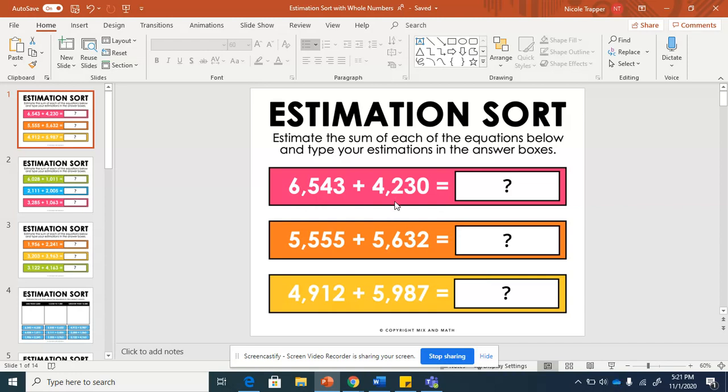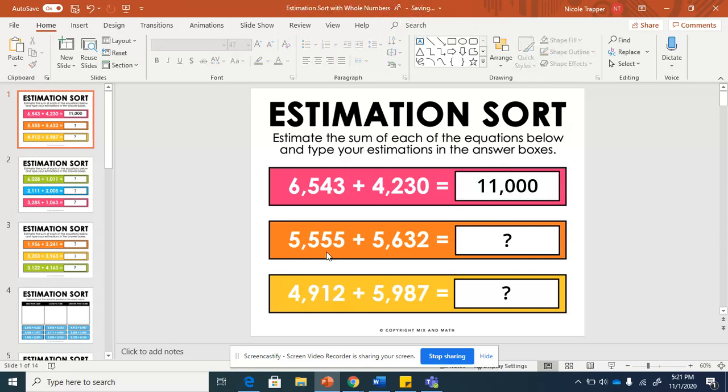6,543 plus 4,230. I'm going to round 6,543 to the nearest thousand by looking at the hundreds place and seeing that in the hundreds place there's a 5, so my 6 in the thousands place will round up to a 7, so I'd estimate that to 7,000. And then the other one, 4,230, if I look in the hundreds place there's a 2, which means that it rounds down to 4,000. So this is essentially saying 7,000 plus 4,000, which equals 11,000.